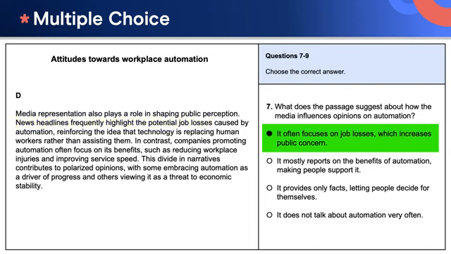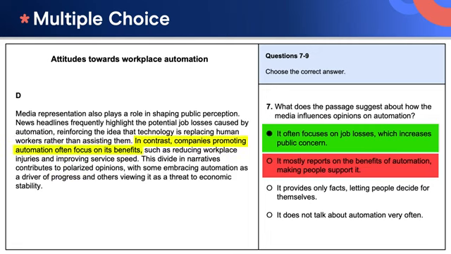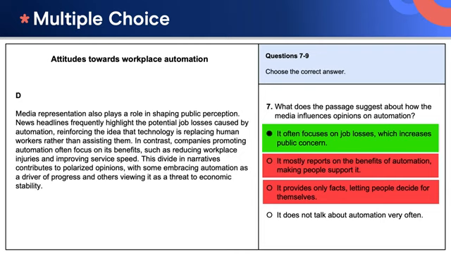But let's look at why the other options are incorrect. The second option says, it mostly reports on the benefits of automation, making people support it. But this is not correct. The paragraph says that it's companies, not the media, that focus on benefits. The third option says the media provides only facts, letting people decide for themselves.